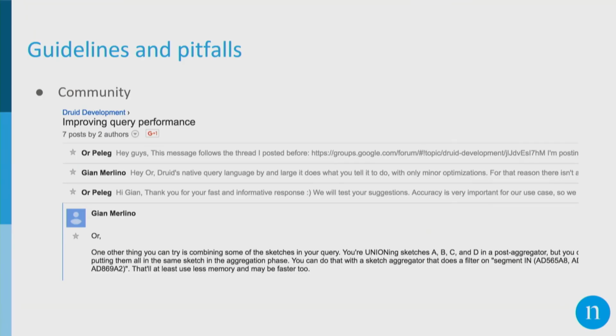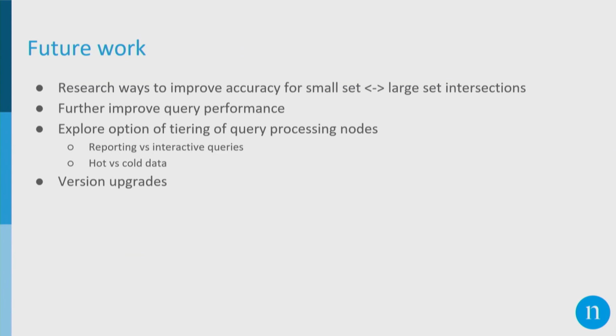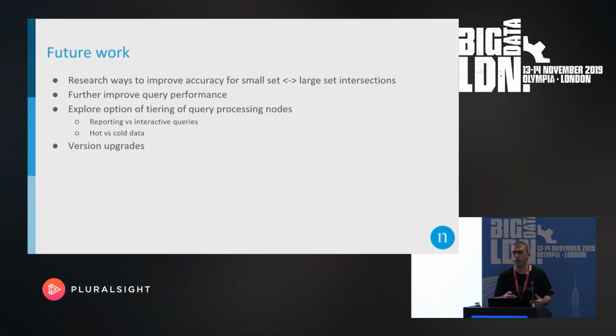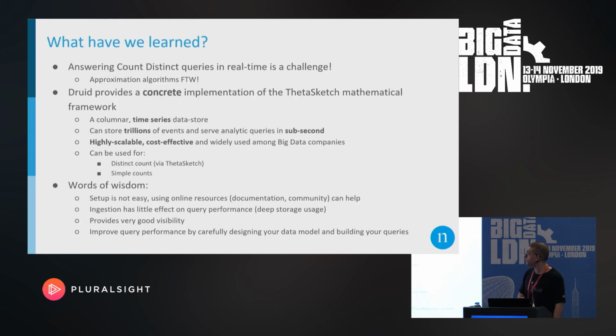Dealing with open source, it's very important to have a vibrant community. Luckily for us, Druid has a very helpful community, and we encourage you to use the Google groups and the GitHub repository in order to ask questions and help others. And we have many things we plan to do. For example, we're currently researching machine learning tools that will help us improve the accuracy of the small set and large set intersections that I mentioned, version upgrades, and stuff like that.